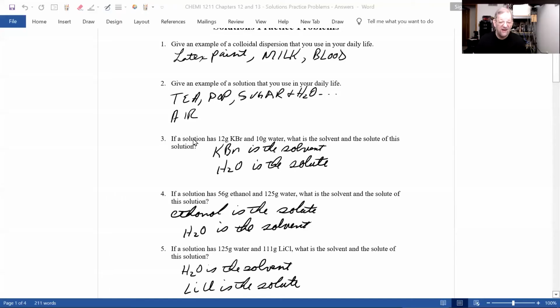Now, a solution has 12 grams of KBr, 10 grams of water. What's the solvent and what is the solute of the solution? The solvent is the component present in the greatest amount. In this case, not water, it's the potassium bromide KBr, because 12 is greater than 10. I hope you all know that. And water would be the solute.